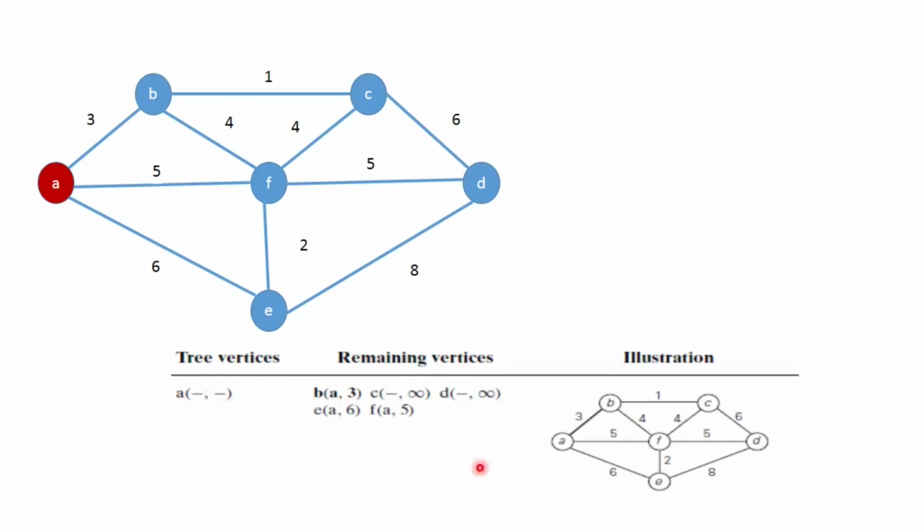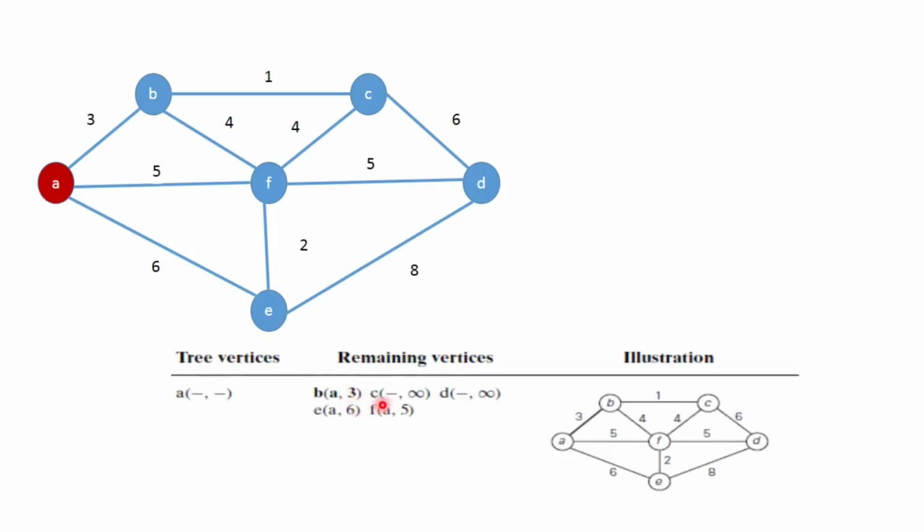Now what are the remaining vertices? B, C, D, E, F, and for these vertices you have to find the minimum edge distance to the tree vertices. Right now we have only A in the tree vertices. So from B to A, is there any edge? Yes, there is an edge. So the near vertex is A and the distance is 3.